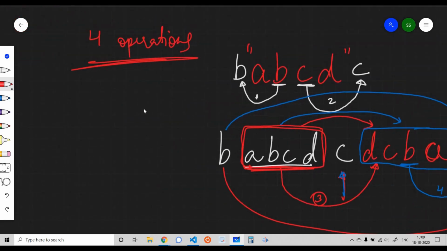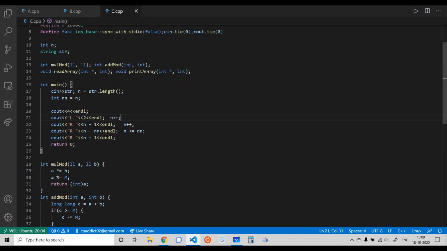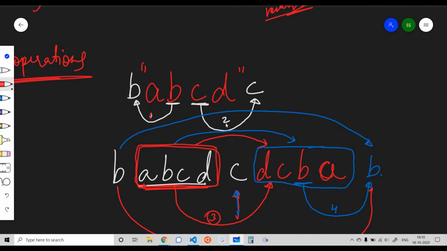So if I write it down, let's see the code now. It has a very small code. So I would be performing 4 operations. In the first operation, I pick the second character and append it at the beginning, and in my second operation I pick the second last character and append it at the last, which I had explained. This is the first, this is the second.